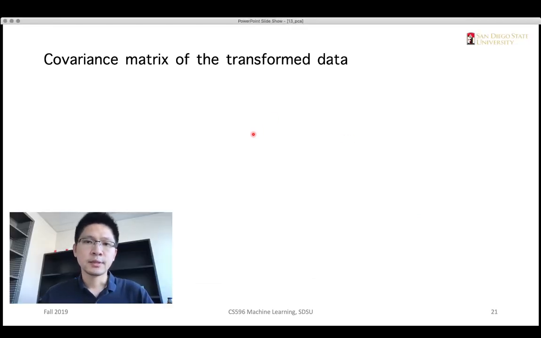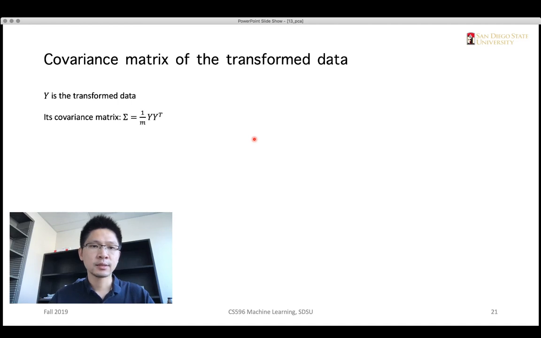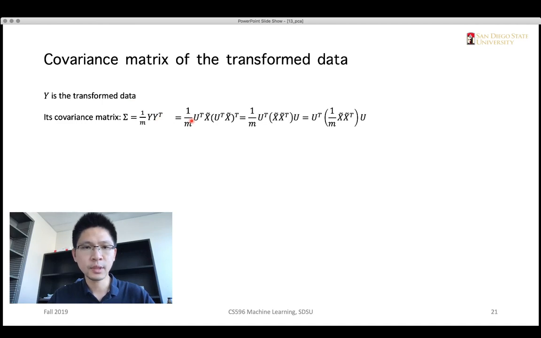Now if we look at the transformed y's, it has some interesting properties. If you look at the covariance matrix of the y, y is of dimension k. Remember, we reduced the original x of dimension n into a k dimension y. So how we get y is to use u transpose times x tilde. If we look at the covariance of y, it becomes u transpose times the covariance matrix of x times u.